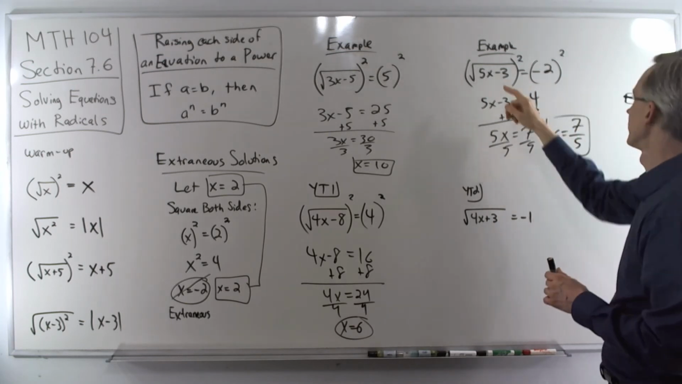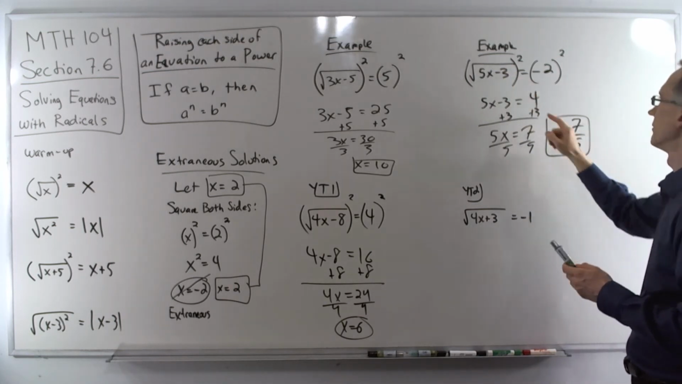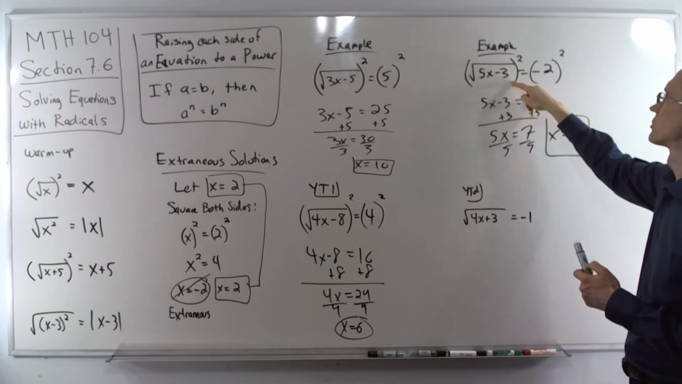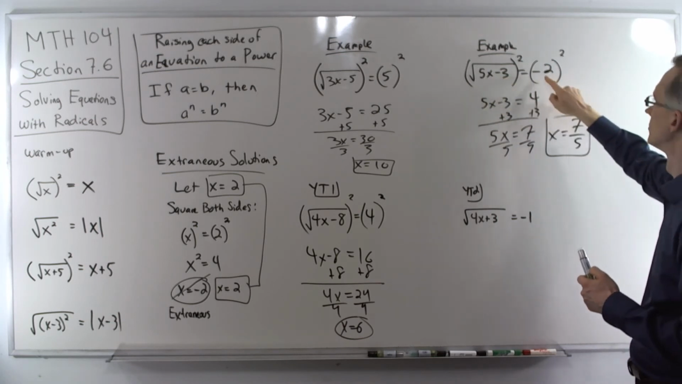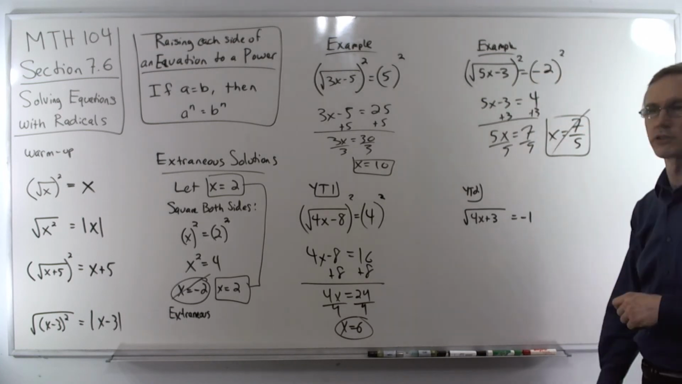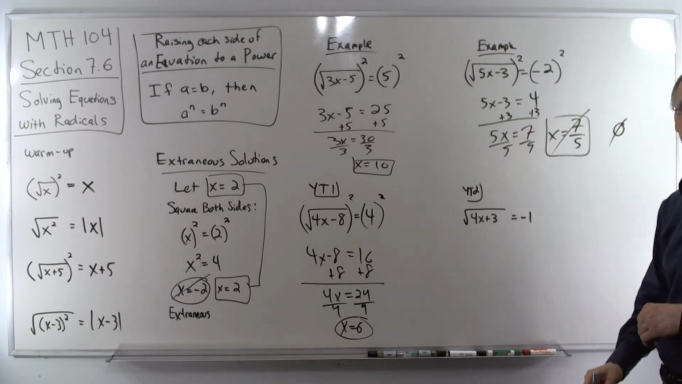All right, let's plug 7 fifths in here. 5 times 7 fifths, the 5s are going to cancel, leaving just 7 here. 7 minus 3 is 4. The square root of 4 is 2. Uh-oh. Negative 2. That doesn't work. It's not a real solution. And it's the only one we have. So that means there's no solution to this one.